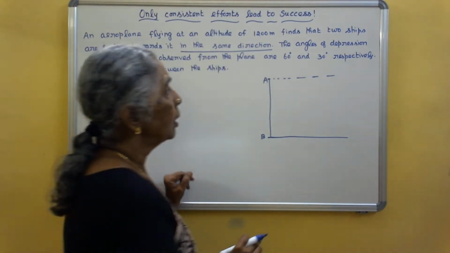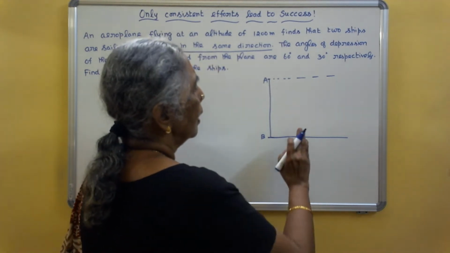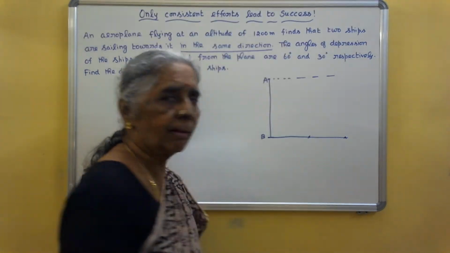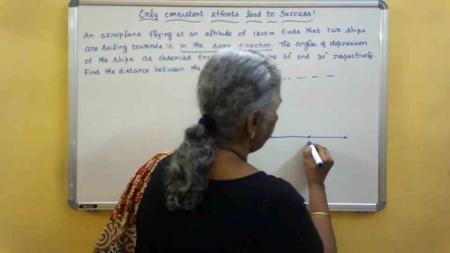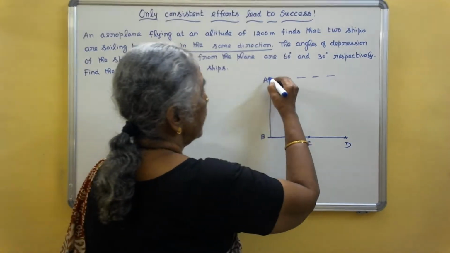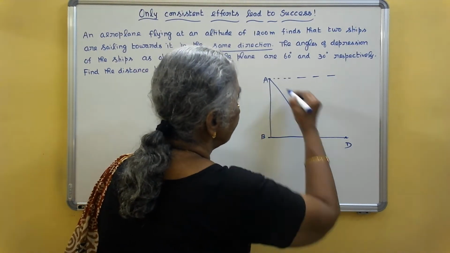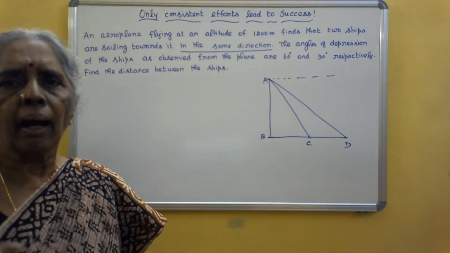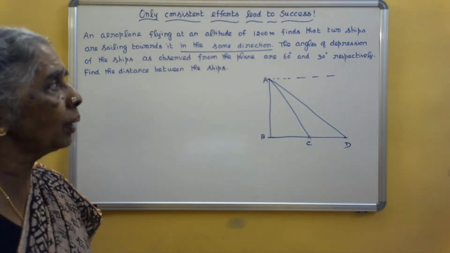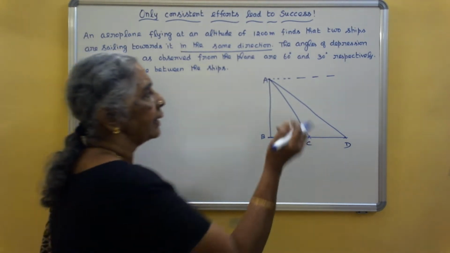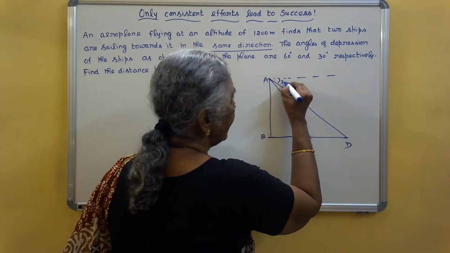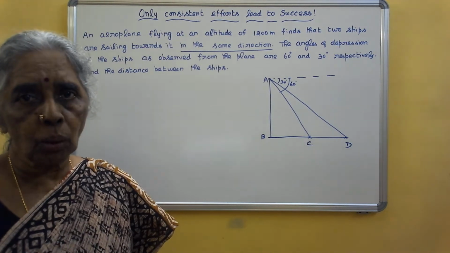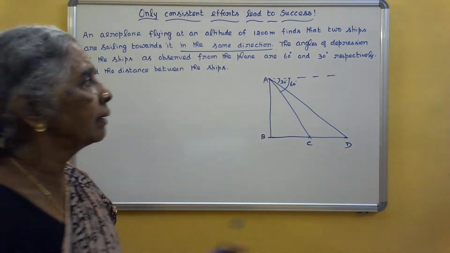Okay. Now two ships are there in the same direction. So maybe one is here and one is here, like this. Let us mark the ships C and D. Now from here you are seeing this ship. From here you are seeing the ship. The angles of depression are 60 degrees and 30 degrees. So this one should be 30 and that one should be 60. Do you follow how to mark the angle of depression?